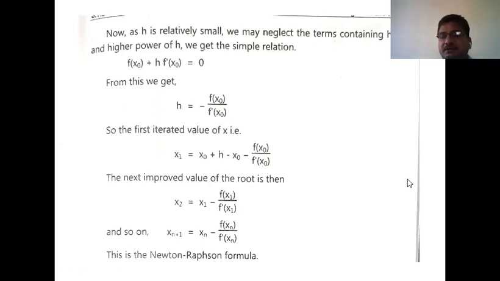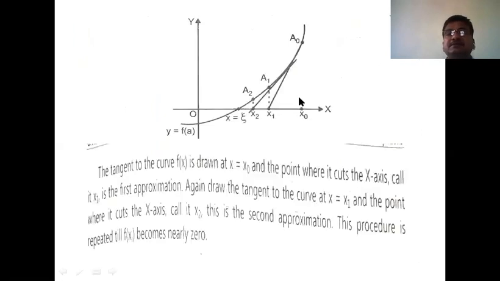Next slide. So this is the geometrical meaning. What is the geometrical meaning? We take x0 as any point. Suppose this is the equation y is equal to f(x). This is the curve of the equation y is equal to f(x), and that is our given equation, f(x) is equal to 0.